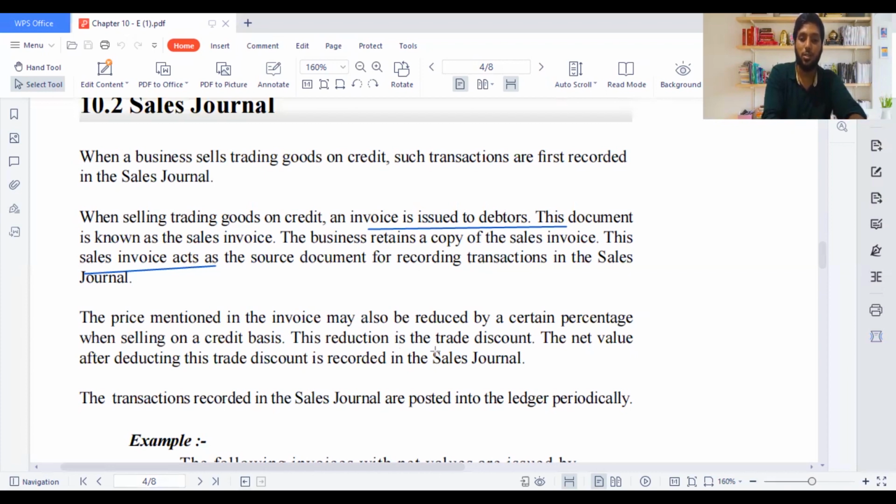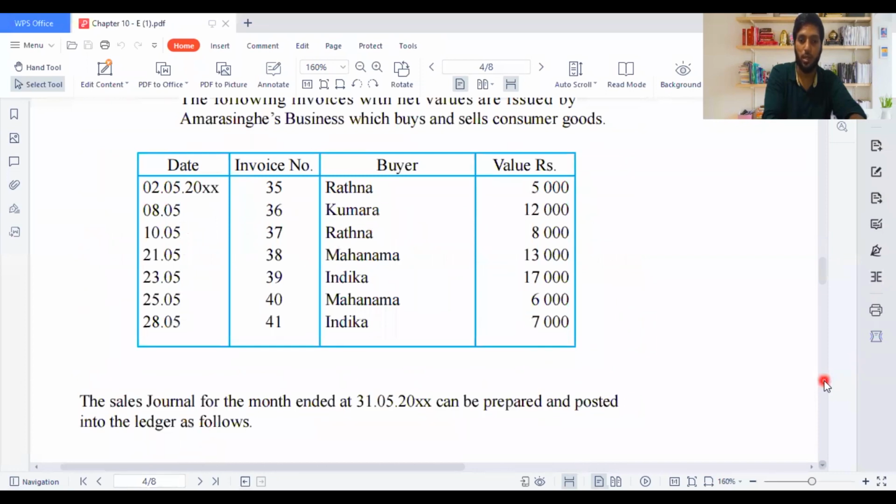Then there's also trade discount, but the trade discount cannot be taken into the books of account, as we did in the previous activity number 2. You will have a good idea of what we have actually done. Then we're going to see a transaction of a sales ledger, how it works. So let me show you guys how it works. I'm not going to take much time.